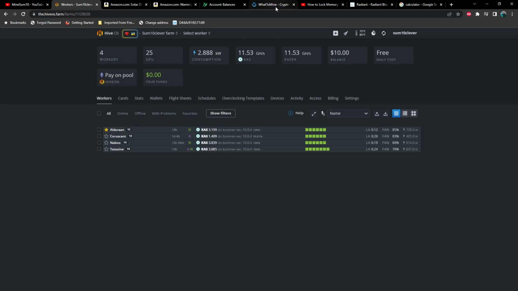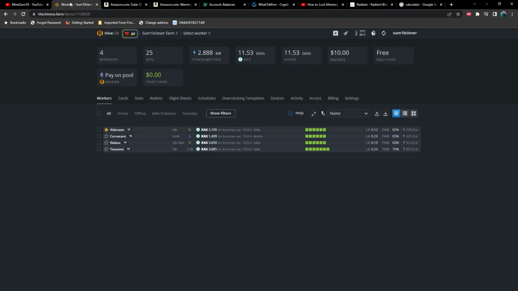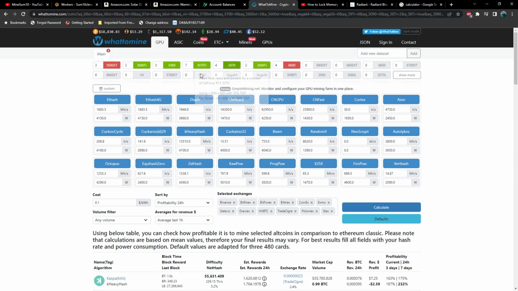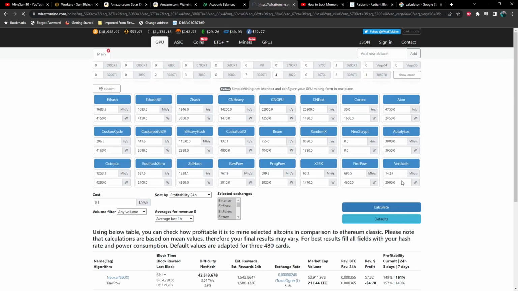So let's put those numbers into What to Mine. 11.53, and then we were at 2800. Let's just say 2888, and let's see how profitability changes. So $7.25 in revenue and negative $2.59 after power.